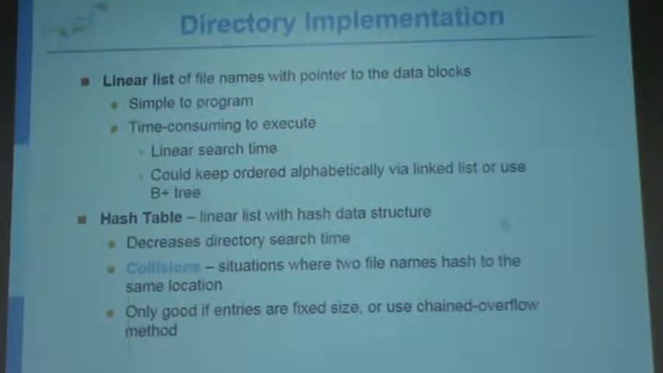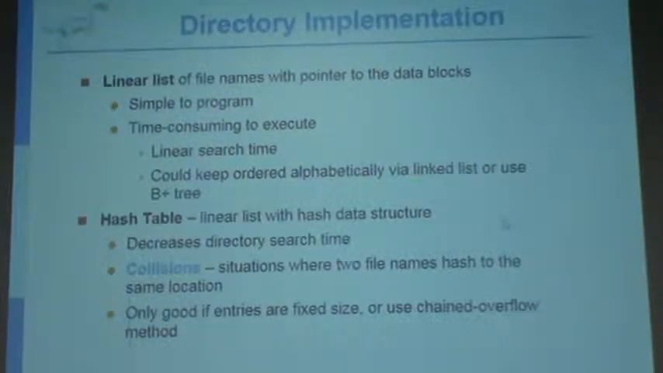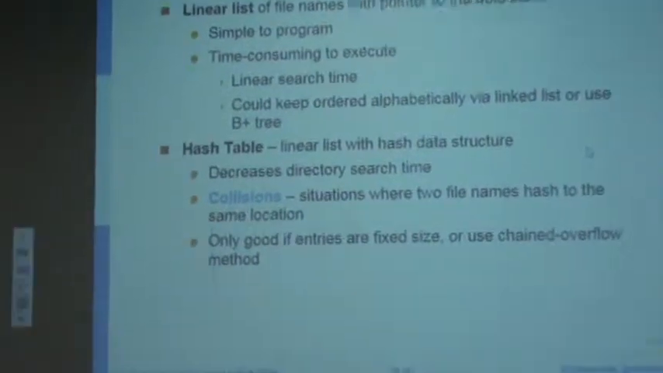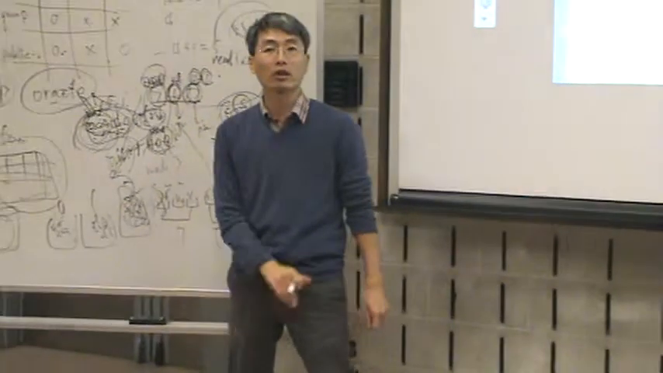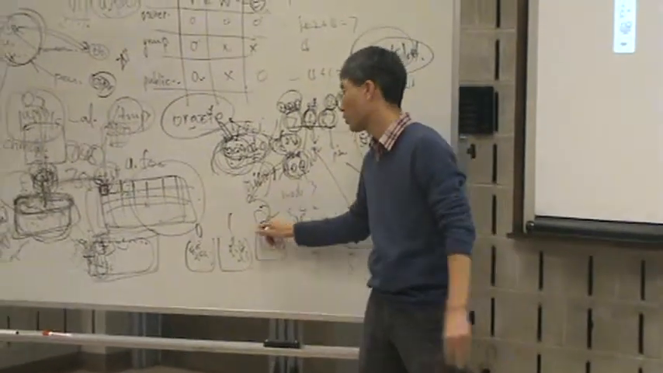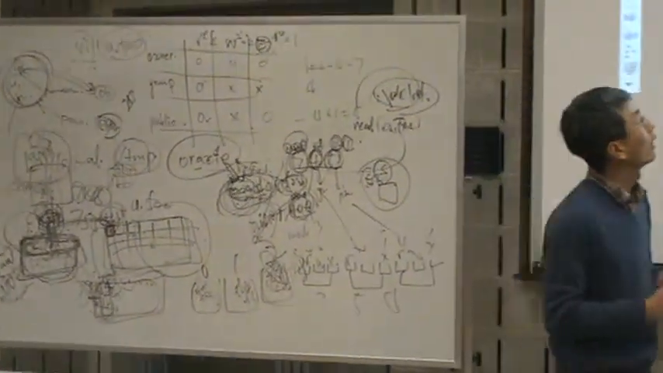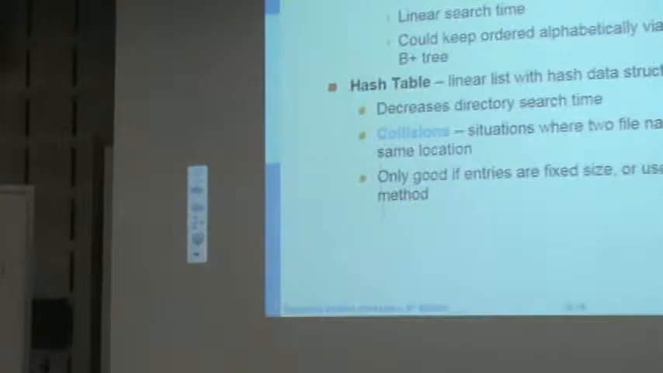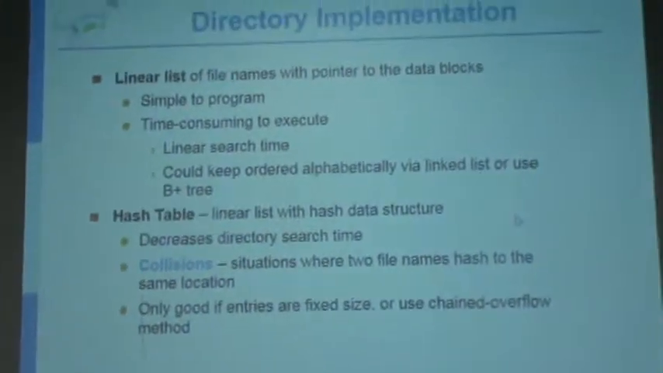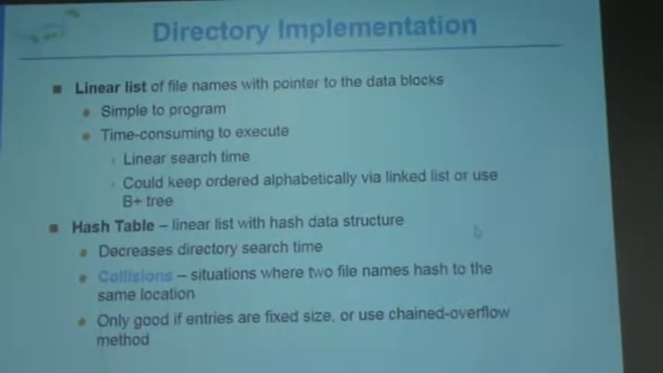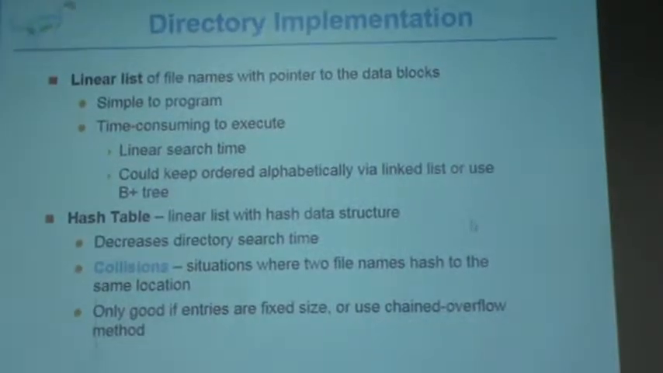Collision means, for example, I'm using modulo by 3. Then 0, 1, 2, 3, 4, 5, 6, 7, 8 means 8 and 2 will be in the same bucket. It's a collision, so you need to search within the hash bucket. Another problem of the hash function is overflow. What if you have too many data? Then we can chain.